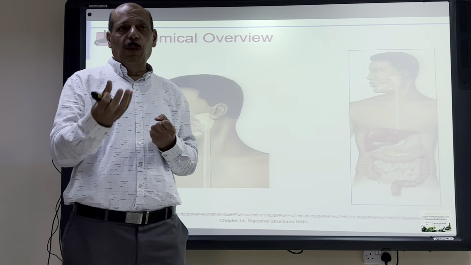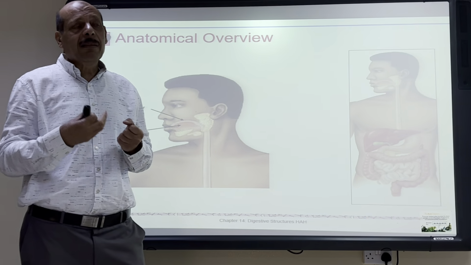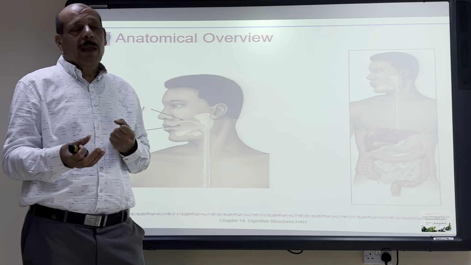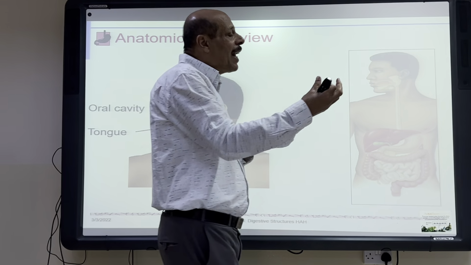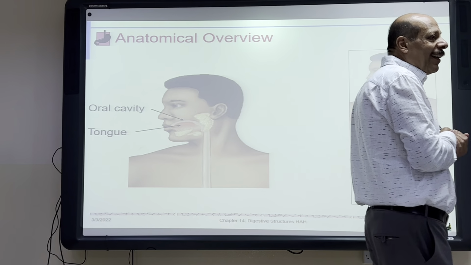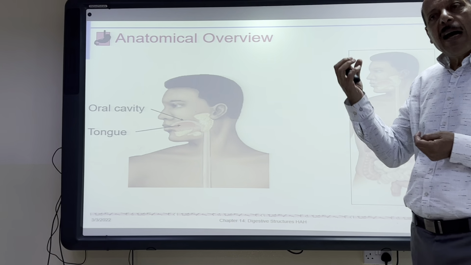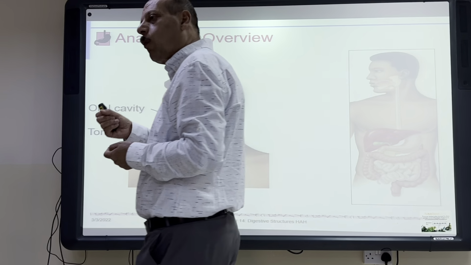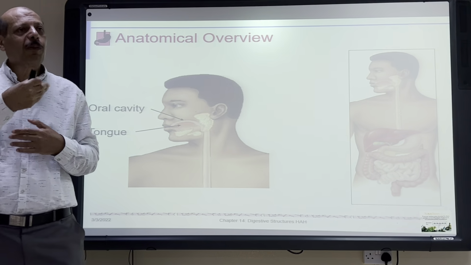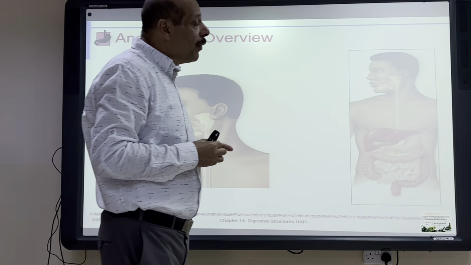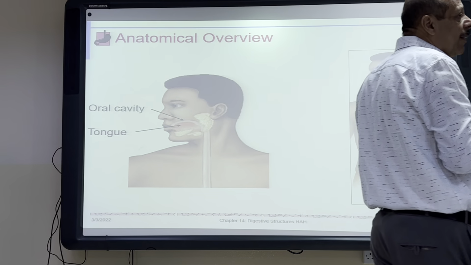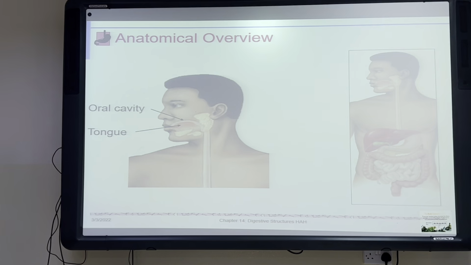It will moisten the food, and what does it have also? Enzyme. Those enzymes will help in the process of what? The first digestion happens in the mouth for what? If you remember, for carbohydrate. So the first digestion happens in the mouth for the carbohydrate.